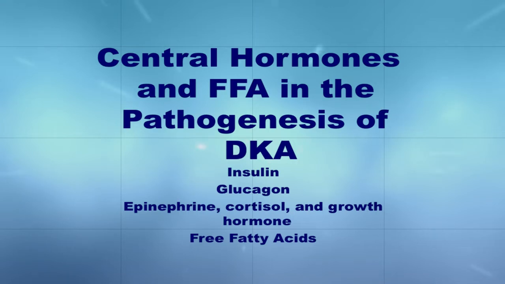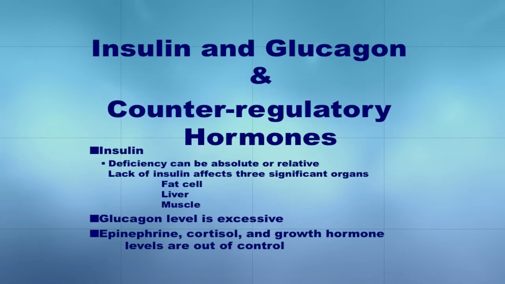As you are aware, insulin is an anabolic hormone that is responsible for regulating plasma glucose by stimulating glucose uptake in muscle and fat and by inhibiting hepatic glucose production. While glucagon works opposite to insulin in that it protects the patient from hypoglycemia by increasing hepatic glucose production. As depicted in the slides, insulin, glucagon, and counter-regulatory hormones are central in the pathogenesis of diabetic ketoacidosis.